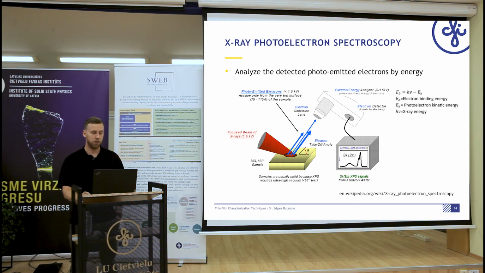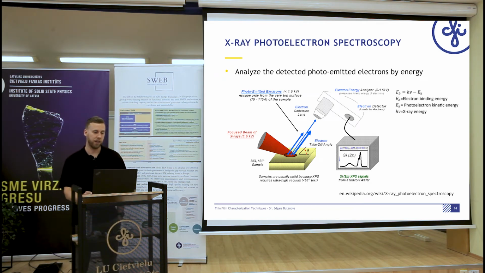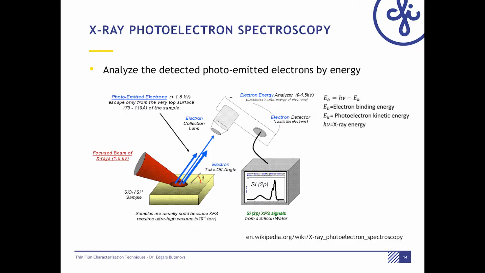Usually you can measure elements starting from beryllium, but there is usually a weak signal below sodium. So the next method we can use is X-ray photoelectron spectroscopy. In this method, we analyze the detected photo-emitted electrons by energy, and that gives us information on the elemental composition of the samples.